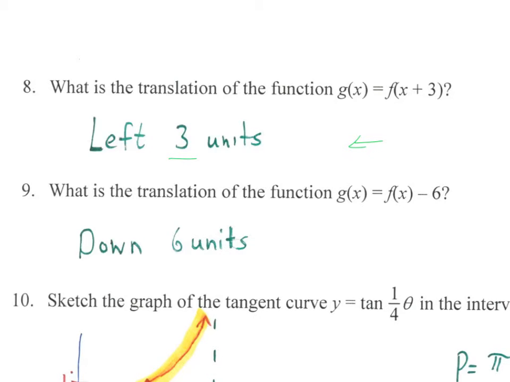Now this one, it's outside. This is your k value. When you add or subtract something to a function, it's moving it up or down. Since it's negative, I go down 6 units. So if it's inside the function, this is your h. If it's outside, that's your k. And also remember, inside goes left and right, outside goes up and down. This one always is the opposite. This does exactly what it says.